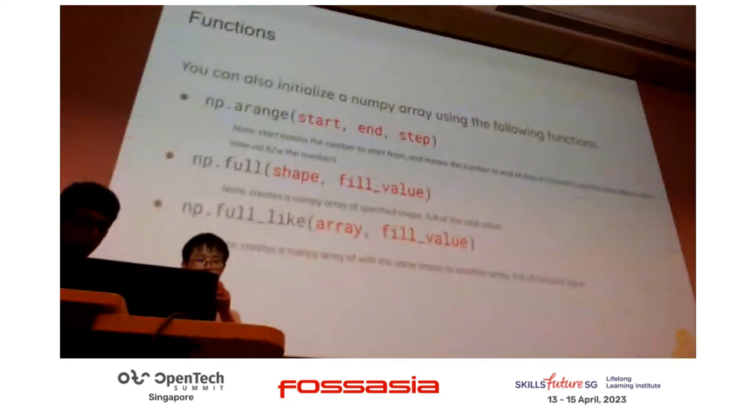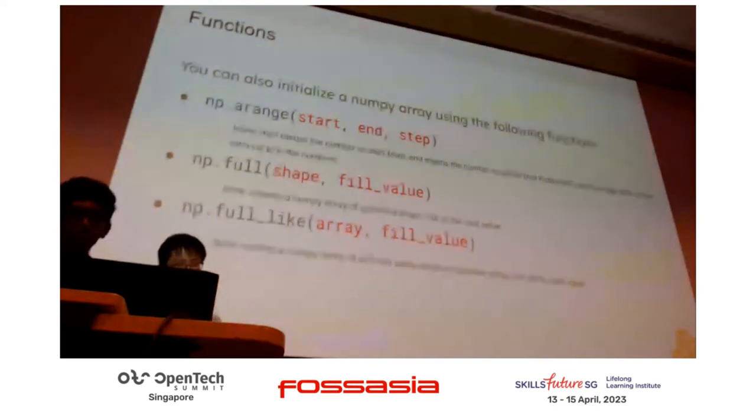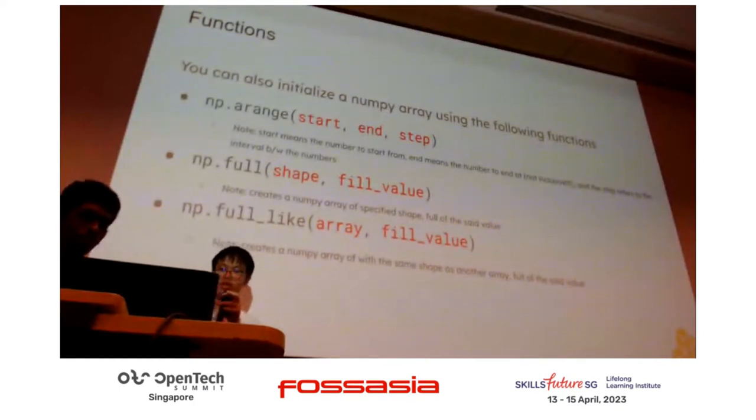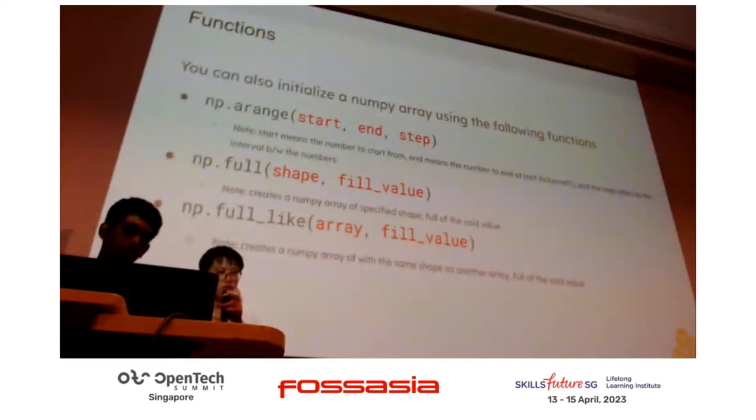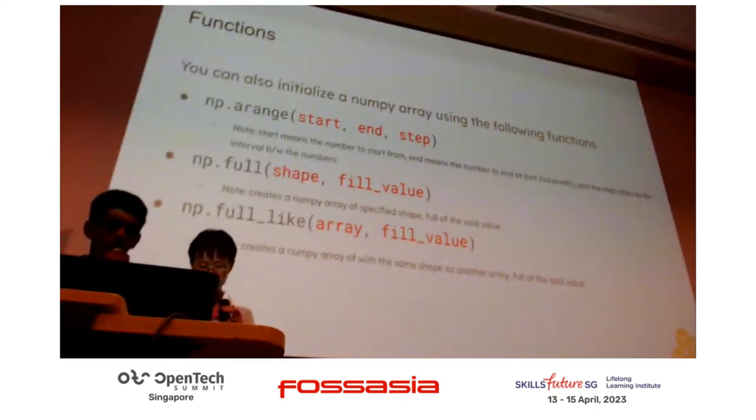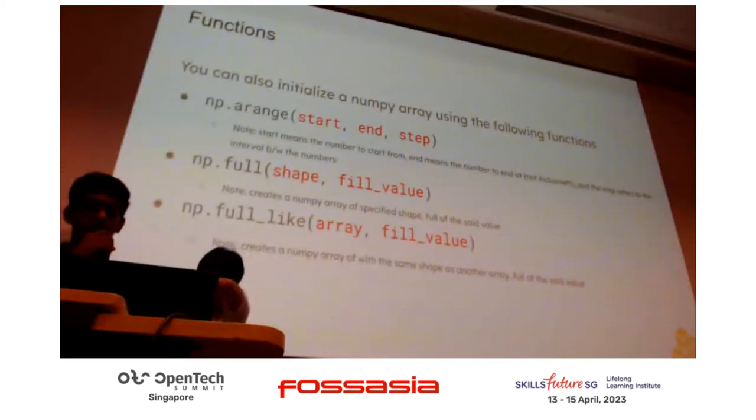You can also initialize a NumPy array using another function, numpy.arange, where the key parameters here will be start, end, and step. Start meaning the number to start from, end meaning the number to end at. But keep in mind this end is not inclusive. So let's say I specify the start as 0 and the end as 10. It will give you an array from 0 to 9, but not 10 because it's not inclusive. Step refers to the interval between numbers. So let's say I set the step to 2, it will go from 0 to 2 to 4 to 6, etc. Also, one thing to note is that the step is optional.